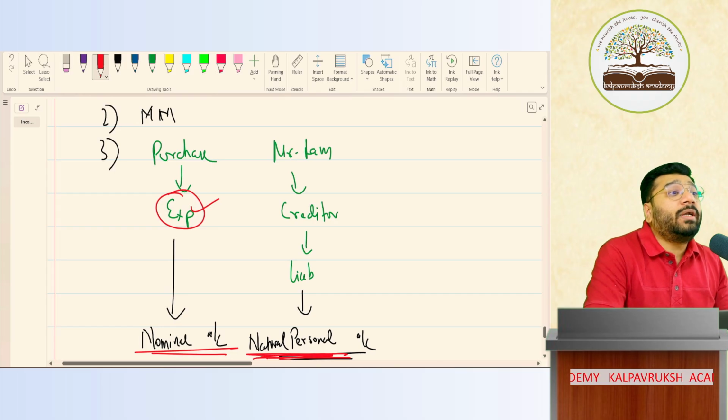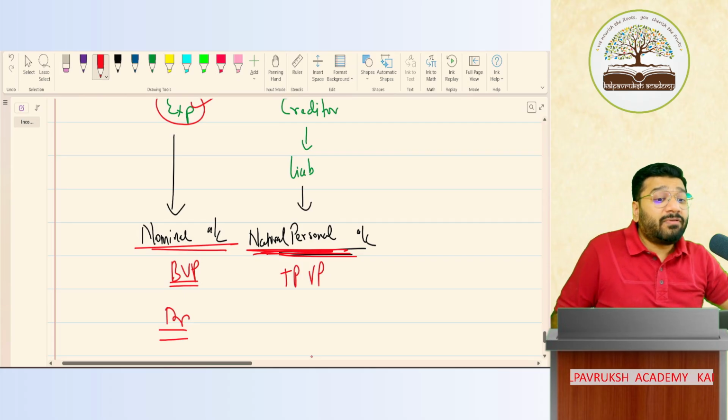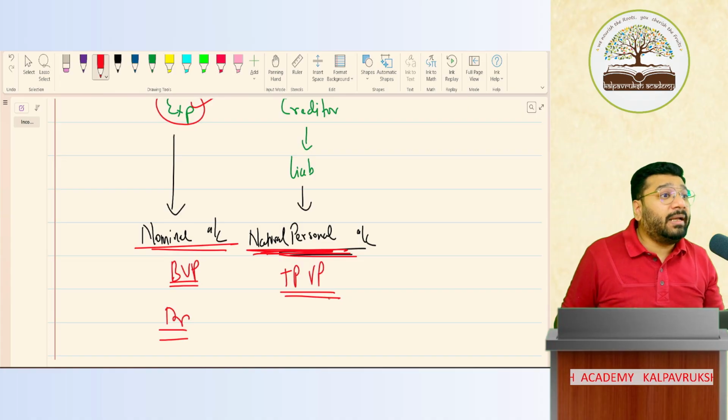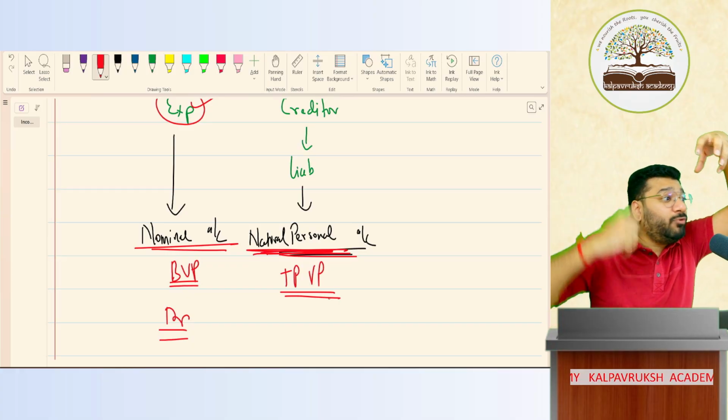Natural personal account. What is the golden rule? Debit the receiver, credit the giver. From whose point of view? Third party viewpoint, opposite person viewpoint. Take Ram's viewpoint. Is he the receiver or the giver? Think from Ram's viewpoint, the opposite person's viewpoint.